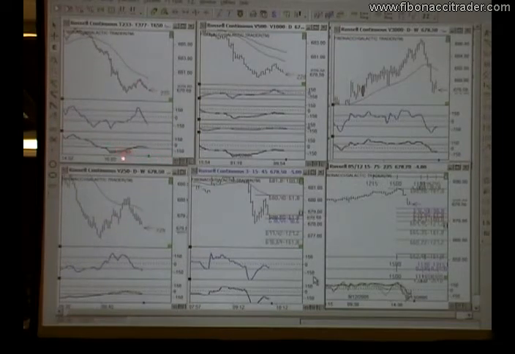I traditionally don't move my stop until I get my first target. Once my first target is reached, then I will move everything else to break even. 678.60. My stop: I entered at 679.10, so my stop is set at 680.10.